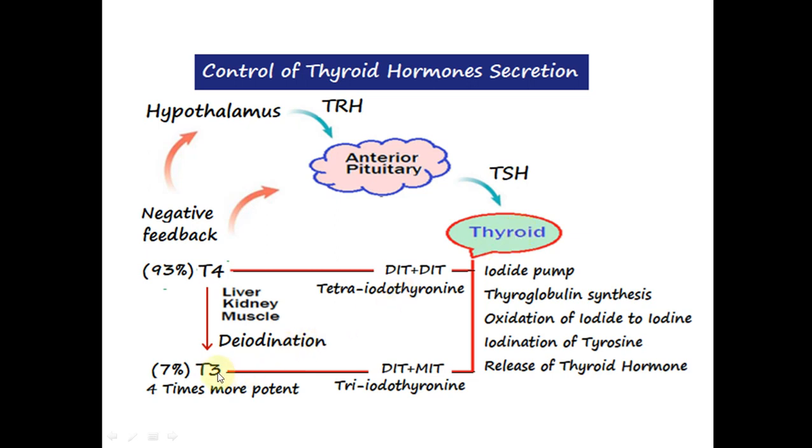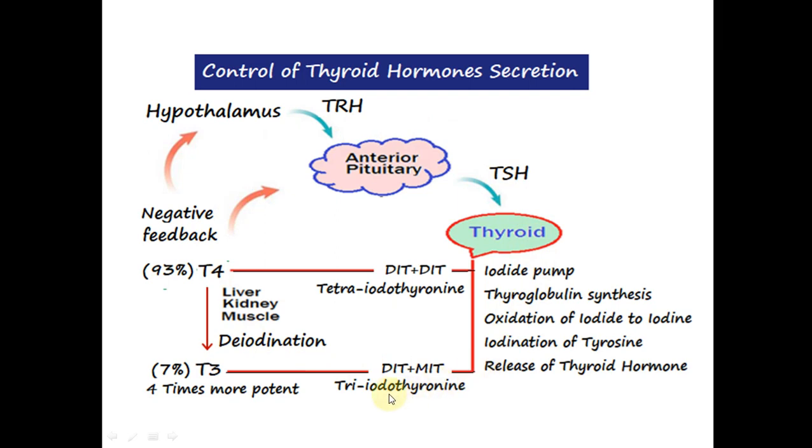Now, the thyroid hormones in the blood exert a negative feedback loop. If there are enough thyroid hormones in the blood, they will inhibit the hypothalamus from releasing TRH, and they will also inhibit the anterior pituitary from releasing TSH. In this way, an equilibrium is maintained in the blood for thyroid hormones.